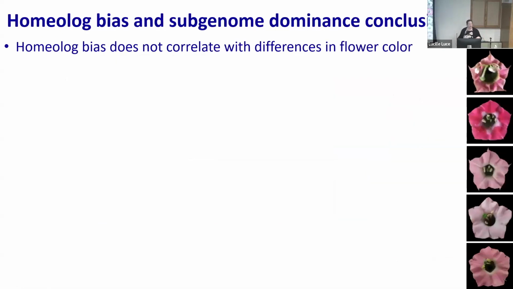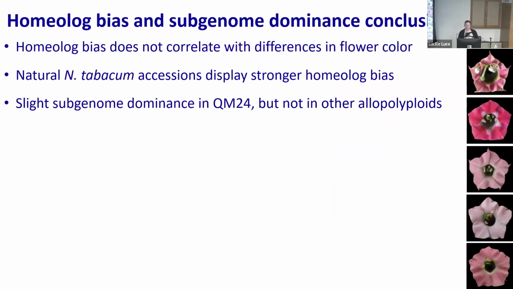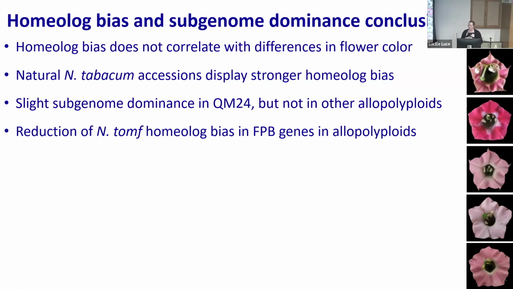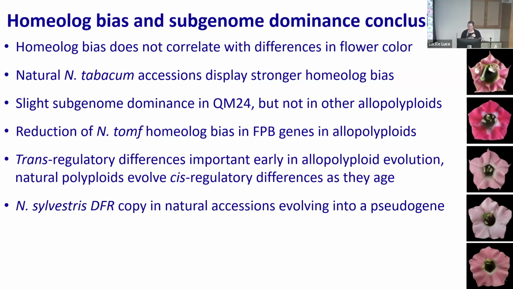Okay, so to conclude on this story, we found that homolog bias does not correlate with the differences in flower color that we observe. We do see that we have a stronger homolog bias in our natural polyploids compared to our synthetic ones. We have a slight subgenome dominance in TUM24, but not the others. We have a reduction of tomentosiformis bias in our flavonoid biosynthetic pathway genes in polyploids compared to their progenitors, and that transregulatory differences are important early on in polyploid evolution, but perhaps our natural polyploids are evolving more cis-regulatory differences as they age.